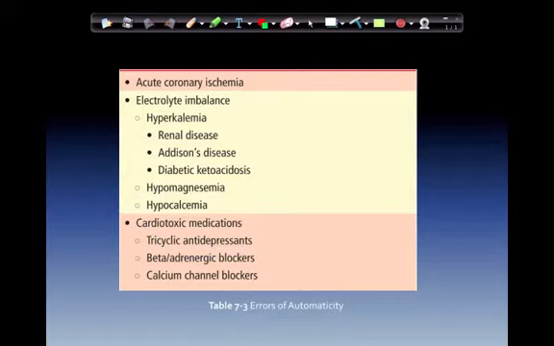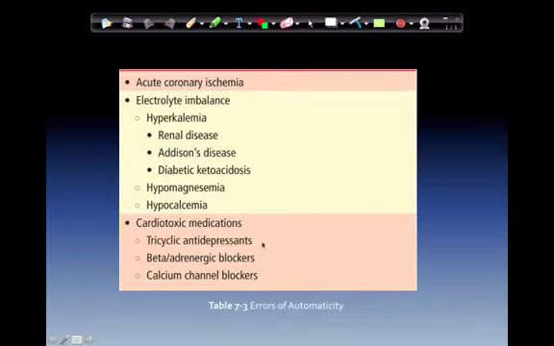The number one cause of polymorphic V-tach is low magnesium levels. That's why we give magnesium as an antidysrhythmic. Hypocalcemia, low calcium levels, means the heart doesn't have the ability to originate the beat to begin with. Cardiotoxic medications, tricyclic antidepressants, beta adrenergic blockers or beta blockers, or calcium channel blockers are all cardiac toxic. If you get a toxic level in the system, it will cause cardiac effects.